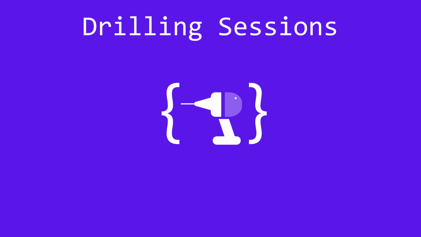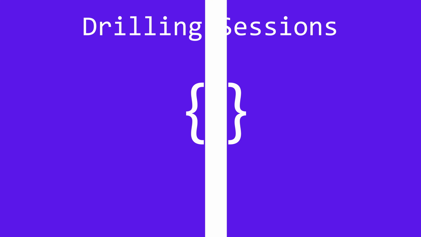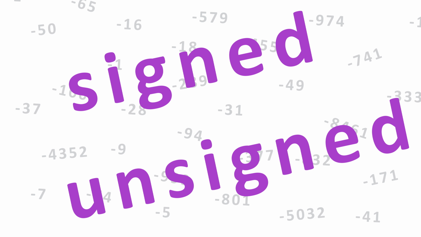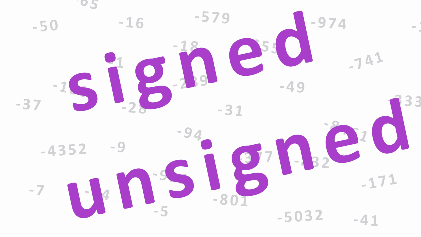Welcome back to Drilling Sessions. In the previous video, we explored how bytes work, what sizes mean in memory, and how type modifiers help us adjust them. Today, we'll talk about how negative numbers are stored in binary, what signed and unsigned modifiers really mean, and what happens when things go wrong, like overflow.